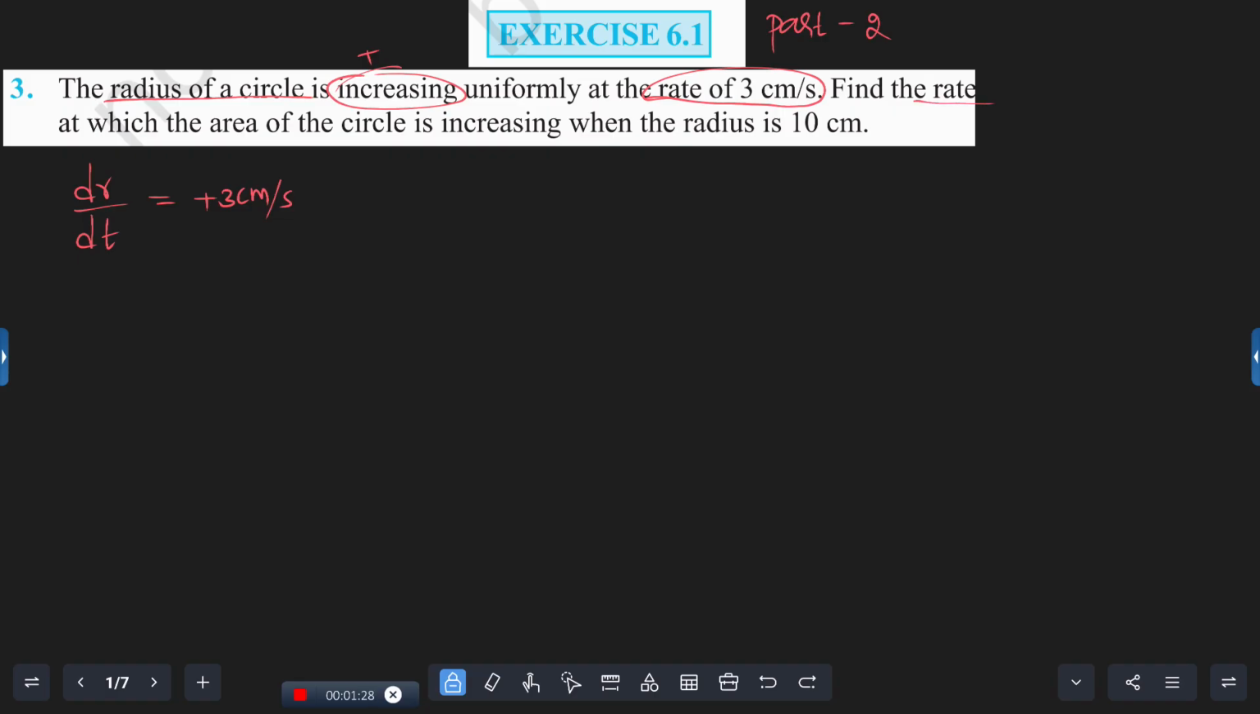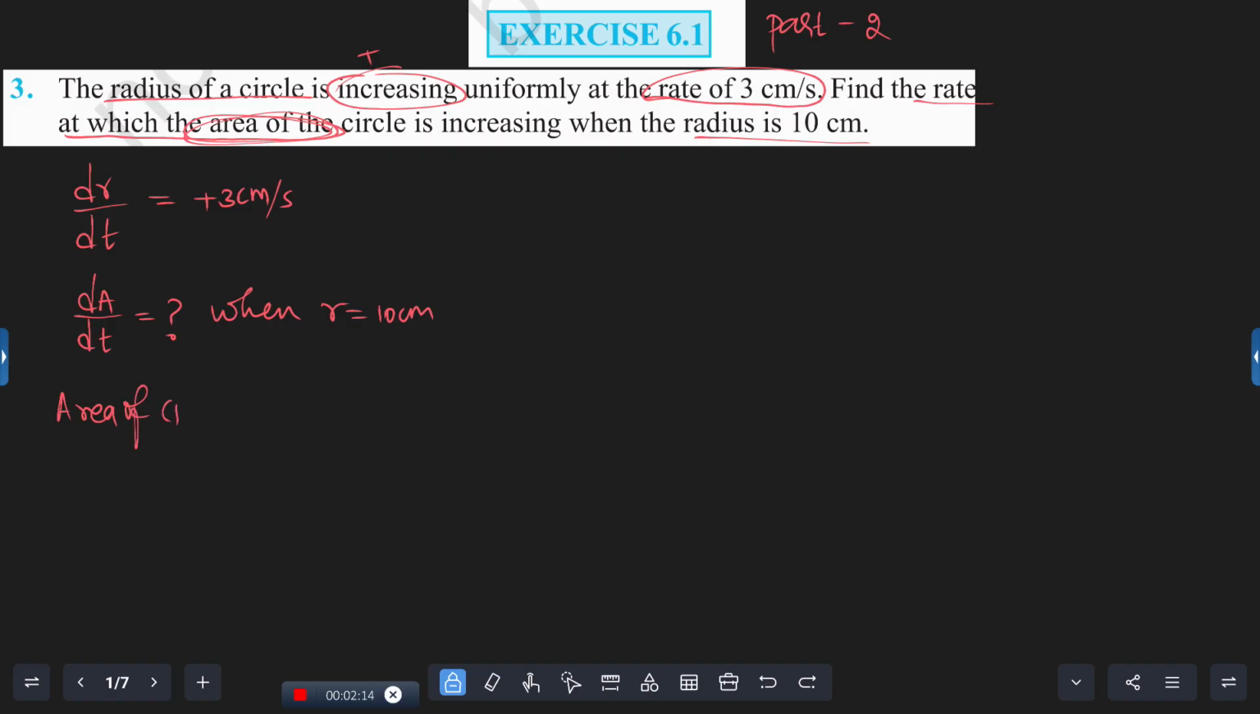Find rate. Rate means derivative. What derivative will it say? They are asking the derivative of the area of the circle, so dA divided by dt equal to question mark. When you want to find this, the area of the circle increasing, when radius equal to 10 centimeter, they are asking. Have you understood? They are asking dA by dt, and dr by dt is given, and r equal to 10 is given. Shall we start this? Yes, right. First area.